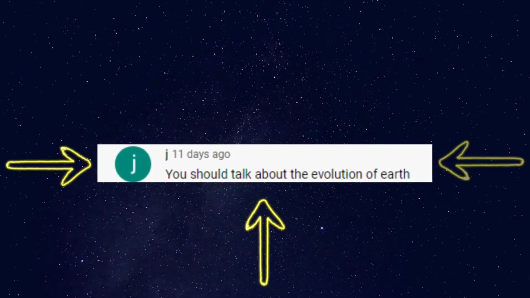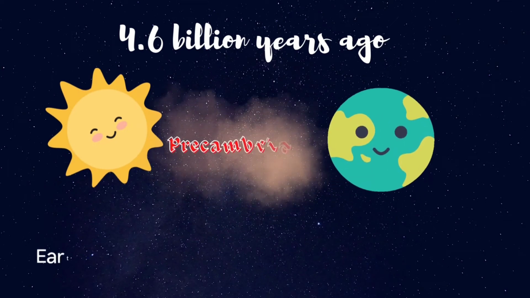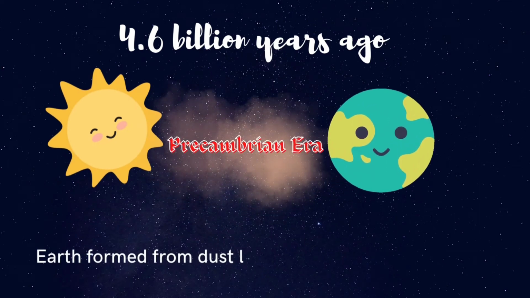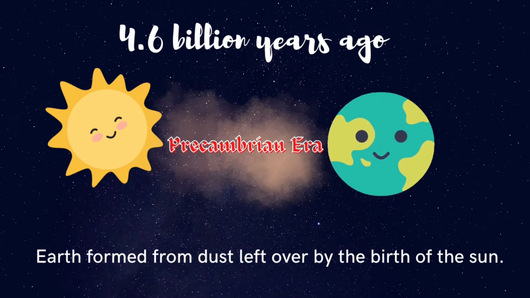Let's get into it. Space, Episode 5, The Evolution of Earth. Now, let's turn back time all the way to 4.6 billion years ago, to the beginning of the Precambrian era. At this time, planet Earth formed when gravity pulled together dust that was left over from the birth of the Sun. And, as we all know, the Sun formed due to the effects of the Big Bang. We don't know much about Earth's formation in detail, however, as that still remains a huge mystery researchers are investigating.